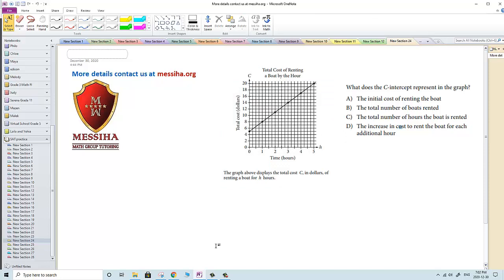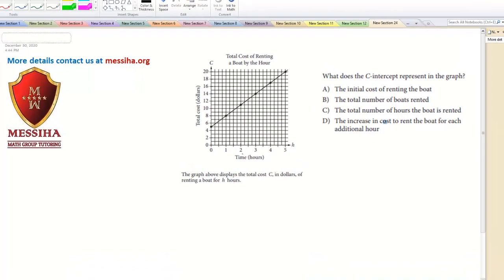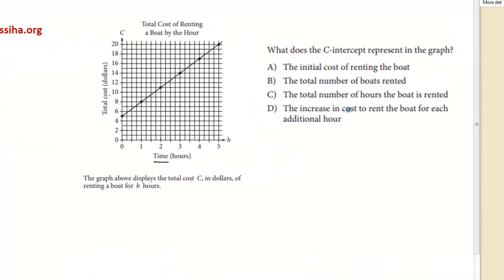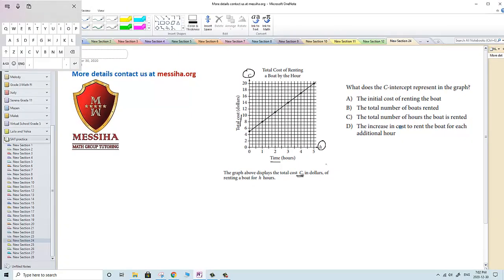Next. What does the C-intercept represent in the graph? So I can see here there is a graph, the x-axis is time, the total cost is on the y-axis, and actually they call it here H and C. And to read it, the graph above displays the total cost C, so C is the cost, in dollars, of renting a boat for H hours. So this is time. So 1 hour, 2 hours, 3 hours, 4 hours, 5 hours, and this is the total cost.